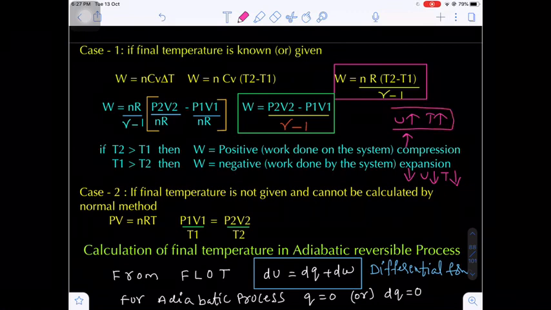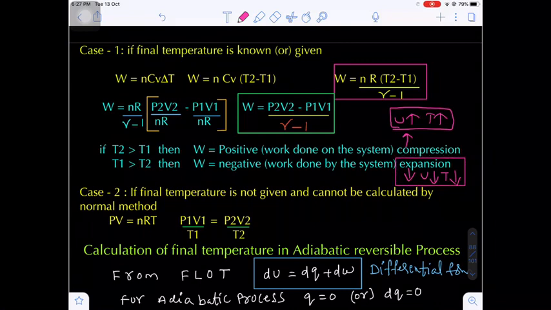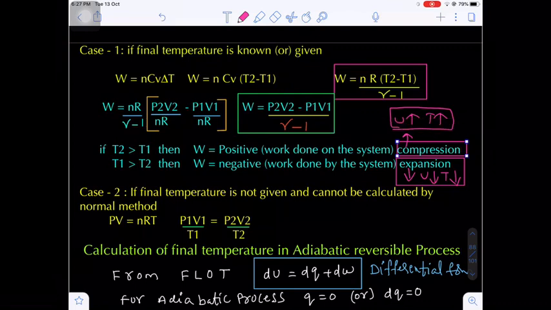This is very, very important. When the system undergoes expansion, it is due to consumption of its internal energy, that's why internal energy decreases, thereby temperature decreases. If the system undergoes compression, that means work is done on the system, due to which the internal energy of the system increases, thereby the final temperature also increases.